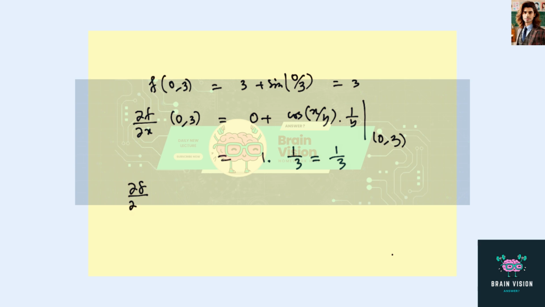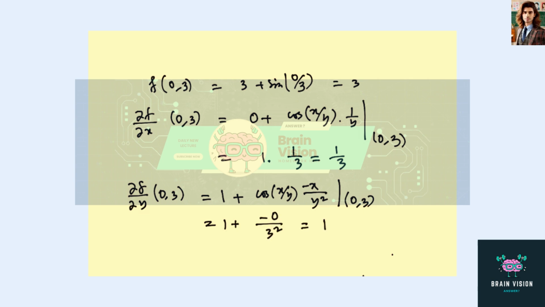And similarly, we can find delta f delta y at 0, 3. The derivative of y with respect to y is simply 1 plus, again, the derivative of sine is cosine. So cosine of x divided by y, and the derivative of x over y is going to be negative x over y squared. And again, as before, we have to evaluate this at 0, 3. If I take x is equal to 0 and y is equal to 3, cosine 0 is 1, so 1 plus, because x is equal to 0 now, this becomes simply 1.